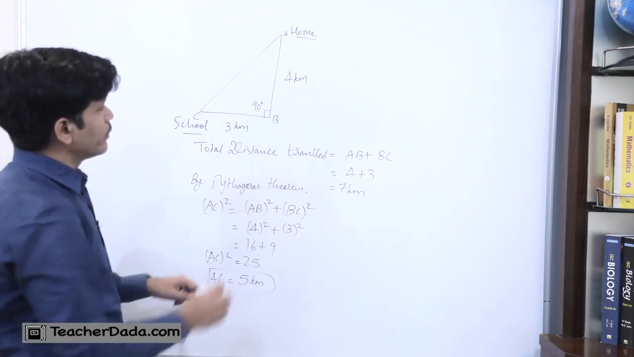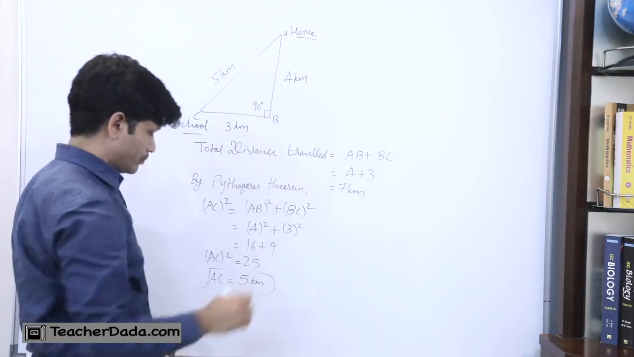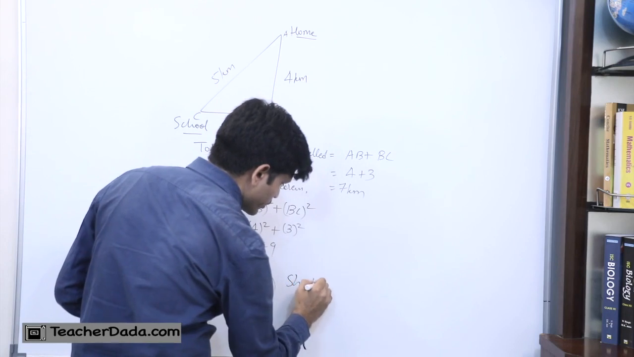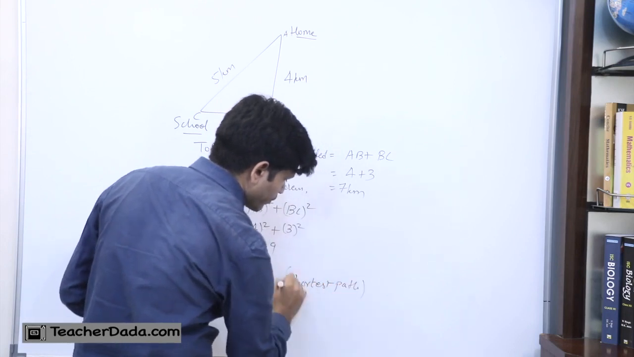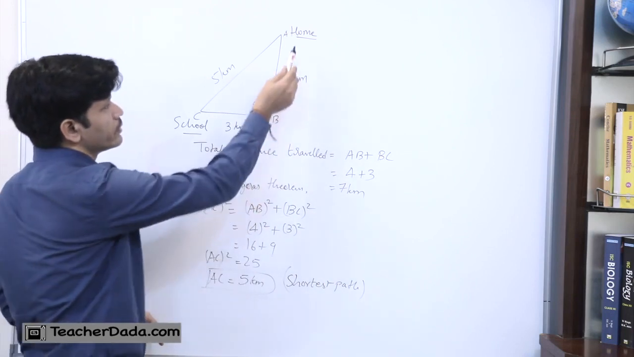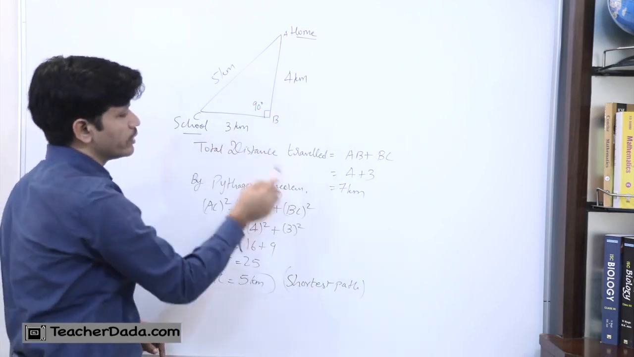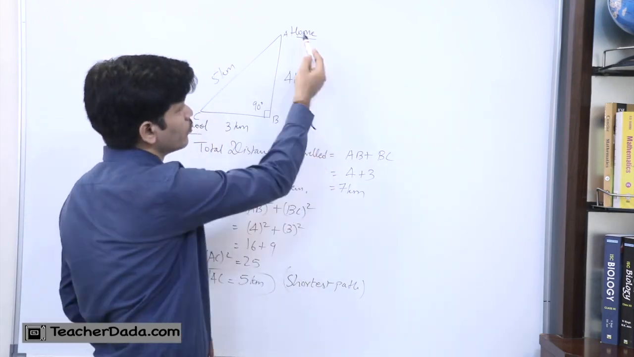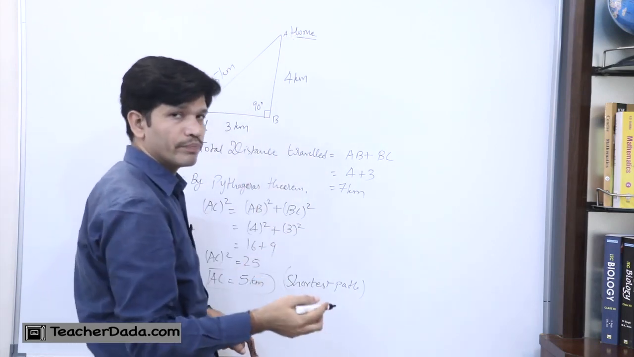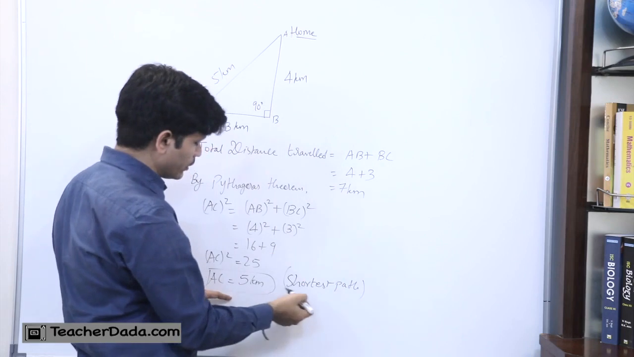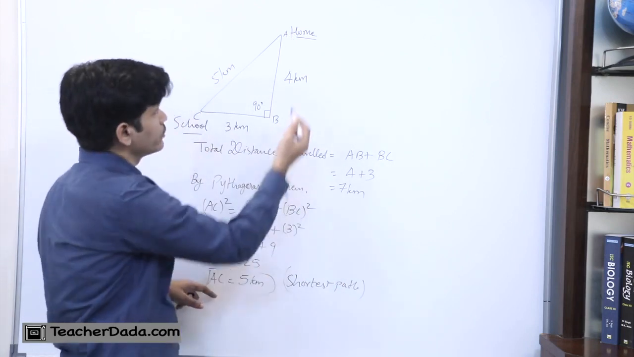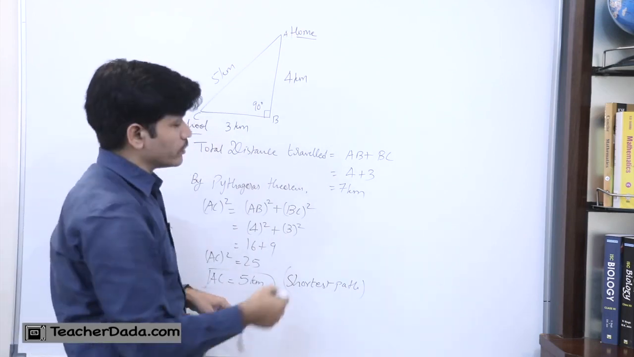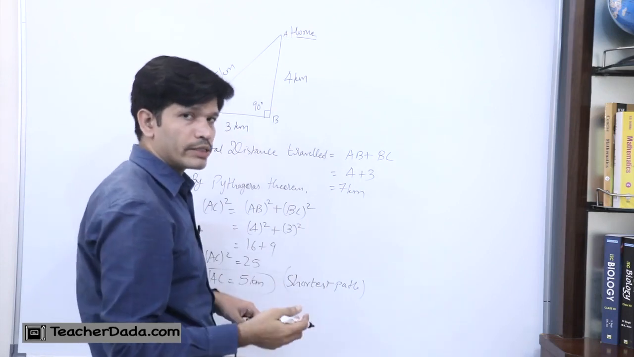Now AC we are getting here is 5 kilometers. So AC is nothing but the shortest path. If we take the distance from A to B and B to C, it is 4 plus 3, it is 7 kilometers. So it is quite evident that if he goes by A to B and B to C, it will be long for him, he will take more time. But if he chooses this path to go to school, that is from A to C, that is the shortest path, so this is 5 kilometers, which is much lesser than 7 kilometers. So he will require less time to travel.